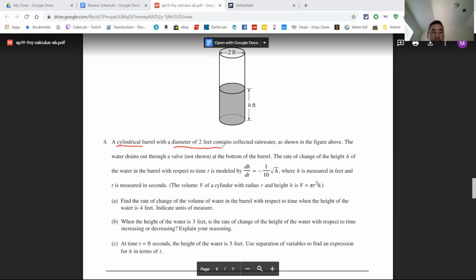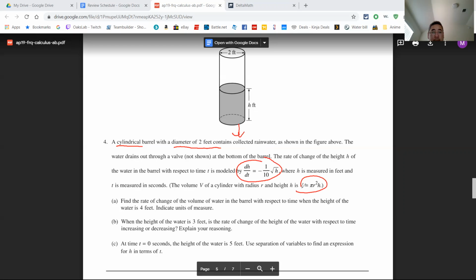The water drains out, so water comes out. So we should have less. They gave you the rate of change of the height. H is height, T is time, obviously. And they were even nice enough to give you the formula for the volume of a cylinder.